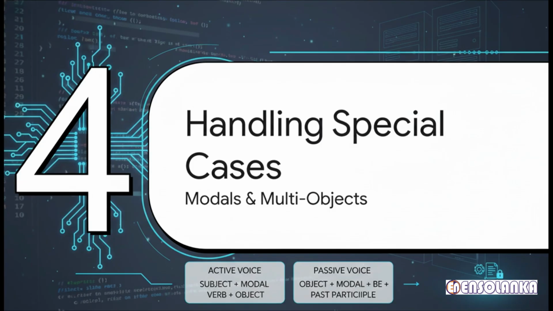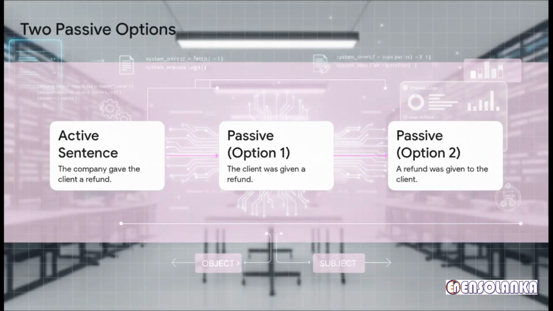All right, you've got the basics down. Time to level up a bit. Let's look at some trickier, but really common ways you'll see the passive voice used all the time. So what happens when you've got a sentence with two objects, like client and refund? Well, you actually get two choices for making it passive. You can start with the person, the client was given a refund, or you can start with the thing, a refund was given to the client. And guess what? They're both totally correct. They just shift the focus slightly.